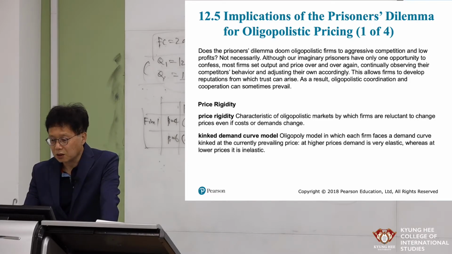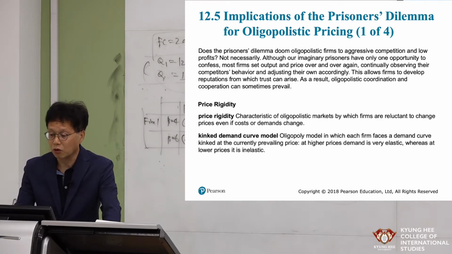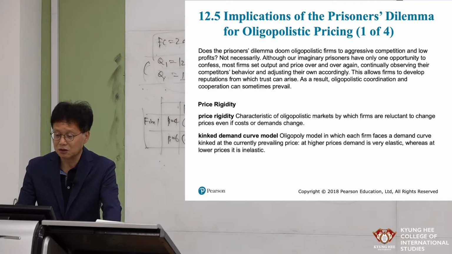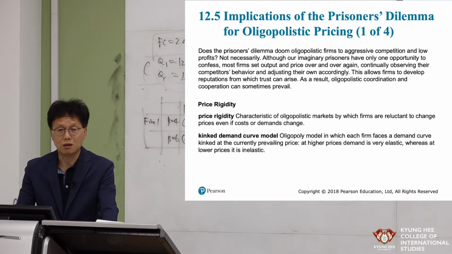Does the prisoner's dilemma doom oligopolistic firms to aggressive competition and low profit? Not necessarily. Although our imaginary prisoners have only one opportunity to confess, most firms set output and price over and over again, continually observing their competitors' behavior and adjusting their own accordingly. Actually, that is a repeated game. This allows firms to develop reputations from which trust can arise. As a result, oligopolistic coordination and cooperation can sometimes prevail. A cooperative game, different from the earlier example of a non-cooperative game. Okay.